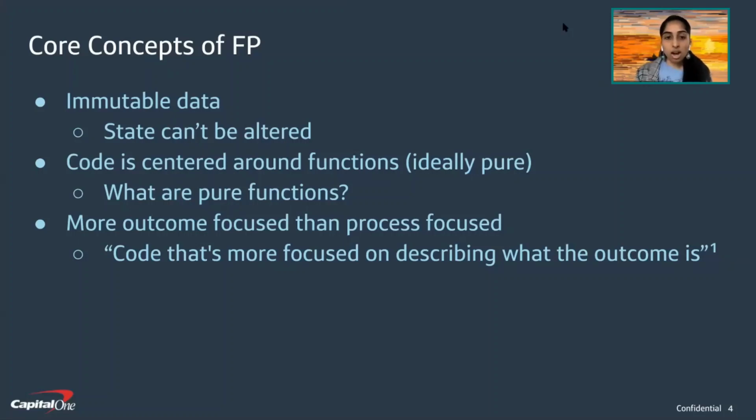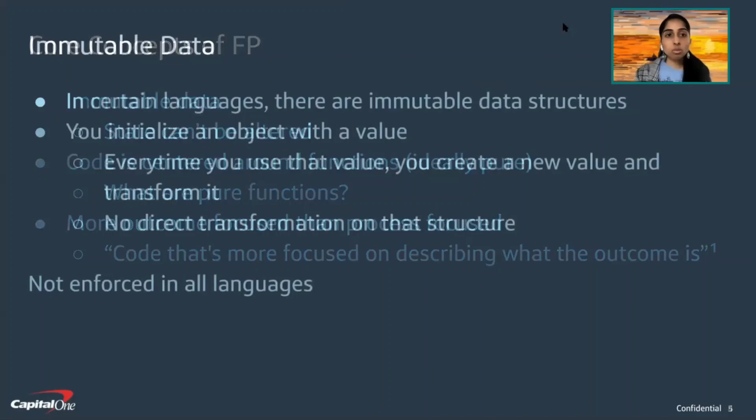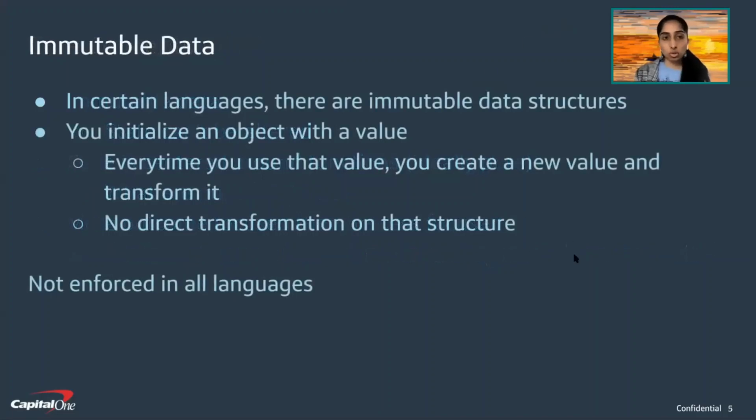So now I'll go into some more details about each of the core concepts I explained. Let's start with immutable data. So in certain languages, there's immutable data structures. And I'm sure if you've coded in Java before or any strictly typed language, you know of this. It means when you initialize an object with a value, every time you use that value, a copy of that object is created, and that copy is the one that's mutated or changed. There is no direct transformation on the original structure.